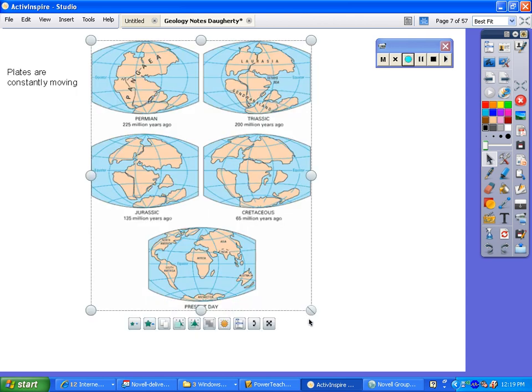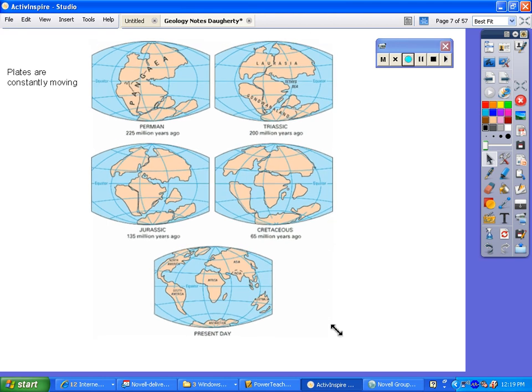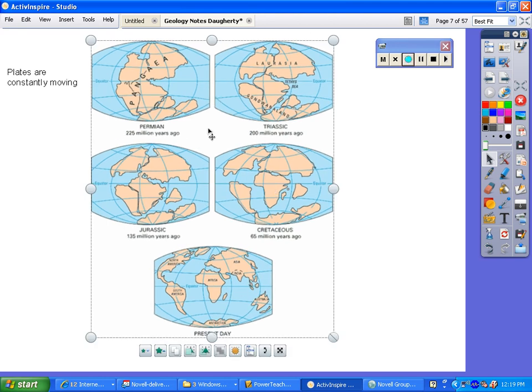Okay, we are going to talk about Pangea and just movement of plates. We're going to do a pretty cool activity in class. So here we can kind of see how our crustal plates have actually moved around throughout time. 225 million years ago, Pangea was believed to have been what's called a supercontinent, where all of the continents were joined together. And we see them starting to move apart from each other here in the Triassic period.